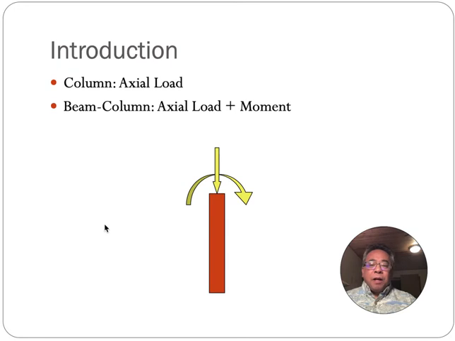And first of all, let's talk about what columns are. Columns are the vertical elements in a building, and their primary function is to carry axial load. There's floors and floors above them carrying loads, and those loads go on the slab, to the beams, to the girders, and eventually into the columns. But columns also have moment in them.